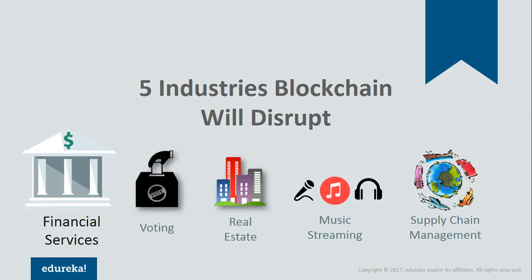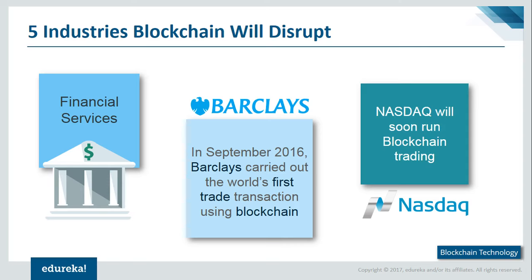Now, going forward, let's look at 5 of the industries which are going to be disrupted by blockchain and are all, to an extent, being disrupted as well. First, we'll be looking at the financial service domain. Now, the financial service domain is one domain which has already been using the blockchain for a while now. 2016 was when Barclays actually carried out the first trade transaction using blockchain.